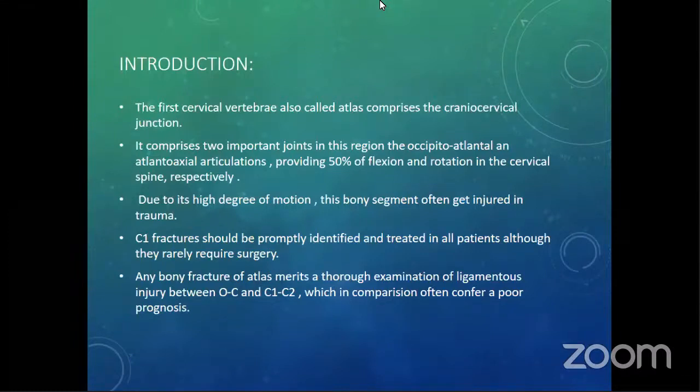It has two important joints in this region, the occipito-atlantal and atlanto-axial articulations, therefore providing 50% of the flexion and rotation in the cervical spine respectively. That is why the atlas is of immense importance in the cervical spine. Due to its high degree of motion, this bony segment often gets injured in trauma setting.